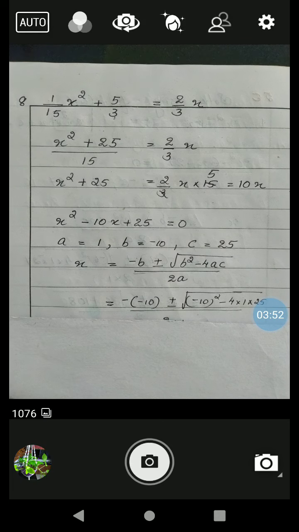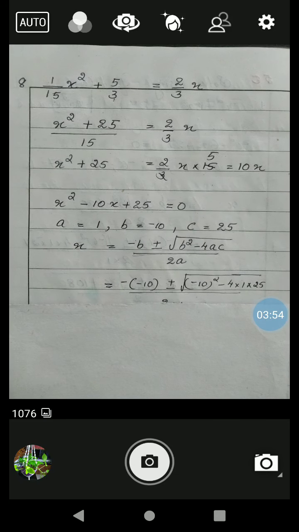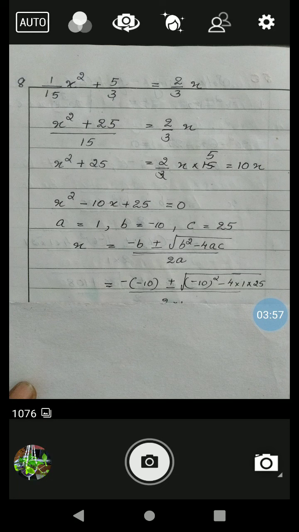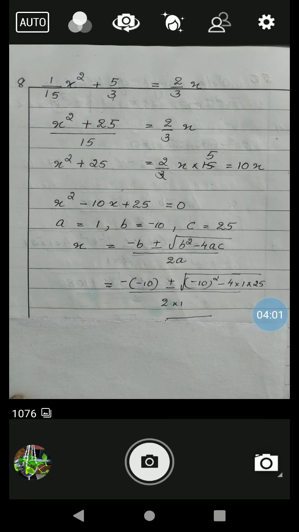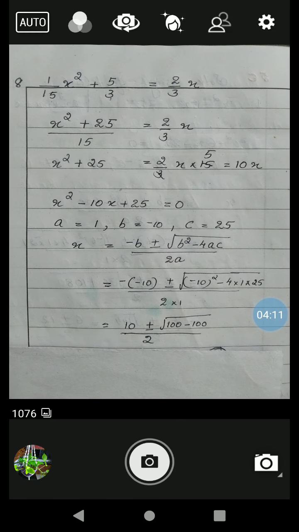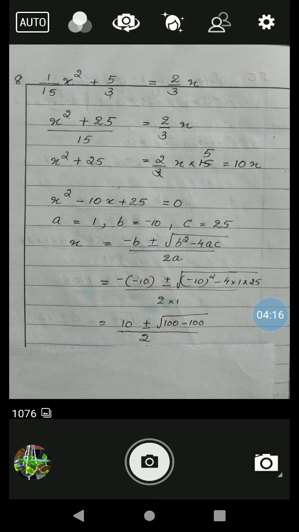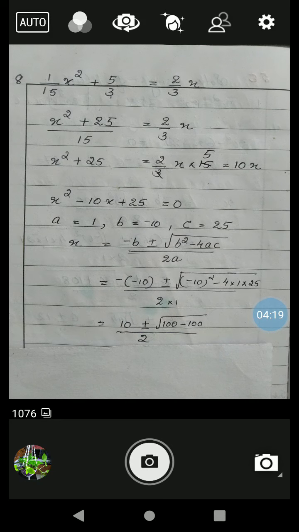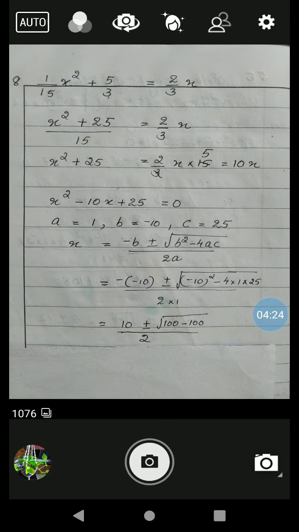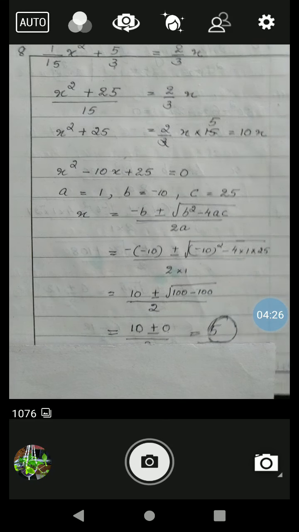When you are doing this, should take more care. That is minus of minus 10 plus or minus root of minus 10 the whole square minus 4 into a is 1, c is 25. Substitute and simplify this. You will get minus of minus 10 is 10 plus or minus root of minus 10 the whole square is 100 minus 4 into 25, 100. So in this question we can see the discriminant is 0.